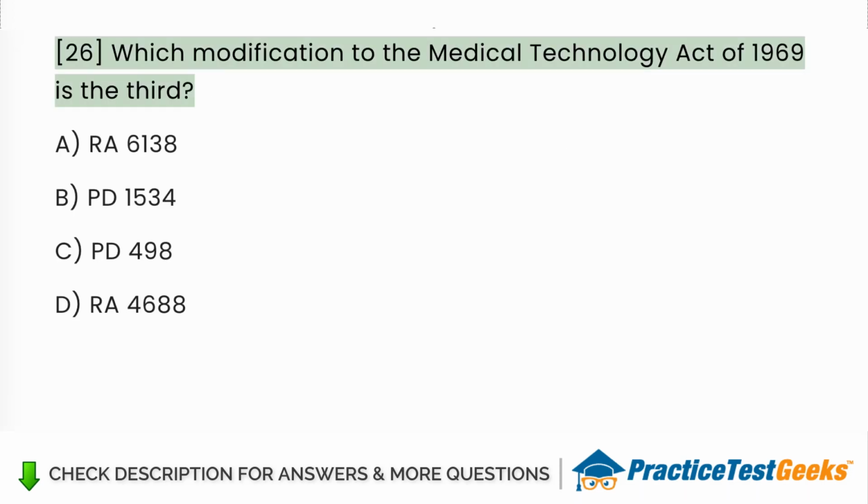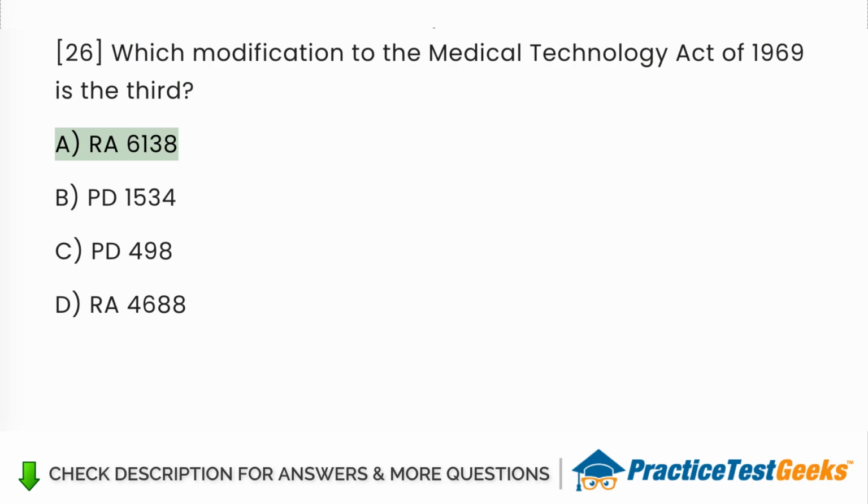Which modification to the Medical Technology Act of 1969 is the third? A. RA 6138. B. PD 1534. C. PD 498. D. RA 4688.